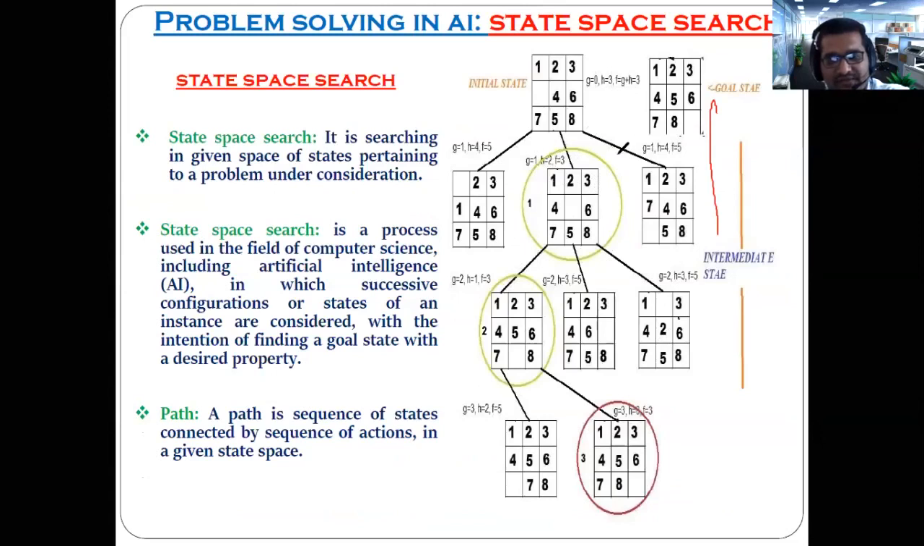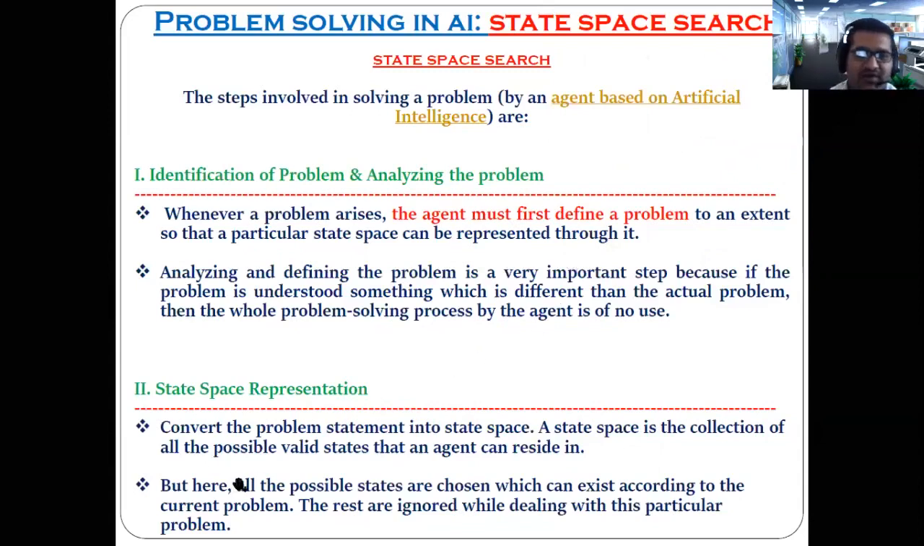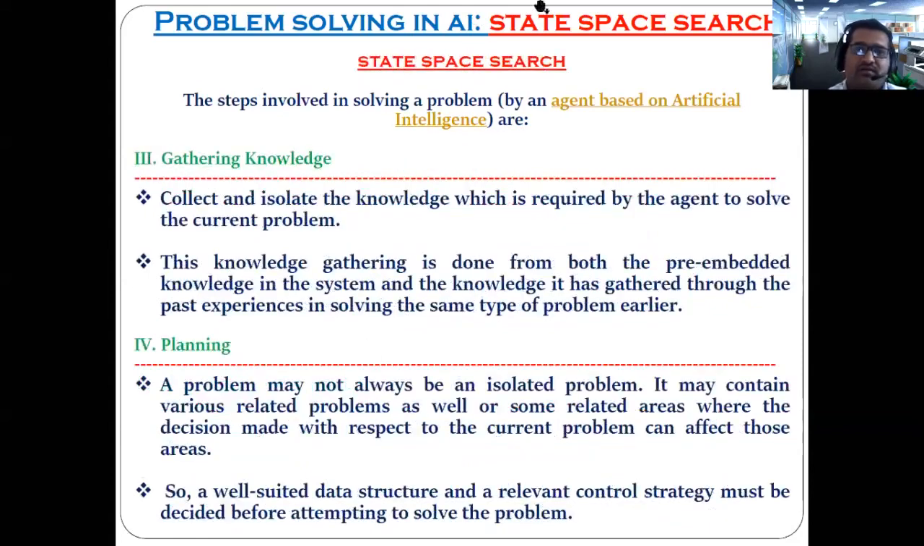All of you able to see? Yes, sir. This is nothing but the representation of our 8 puzzle problem using the state space, and that is our second step. All of you understood the second step? Yes, sir. Representation of your problem using the state space. Then the third step is what? Gathering the knowledge.